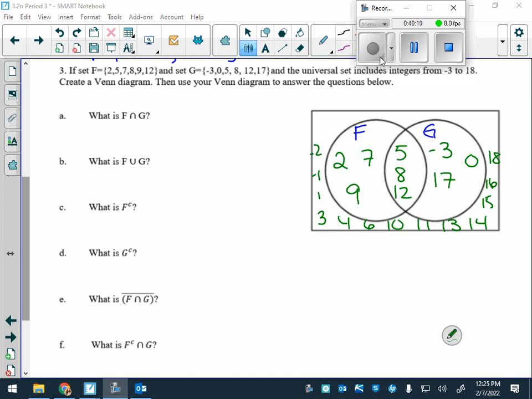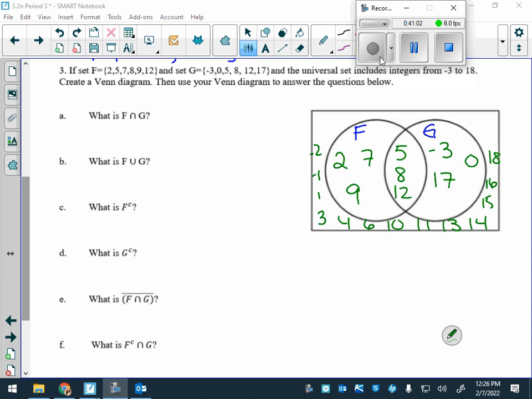All right, so for your Venn diagram, okay, we should have had this filled out. The only three numbers that were in the intersection, 5, 8, and 12. Only in F, 2, 7, and 9. G, -3, 0, and 17. And remember, they're numbers from -3 to 18 integers. So -2, -1, 1, 3, 4, 6, 10, 11, 13, 14, 15, 16, and 18 should have been on the outside. Okay. Because they're not included in set F and set G.